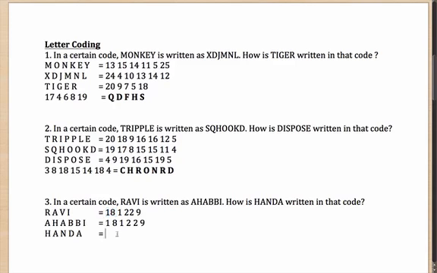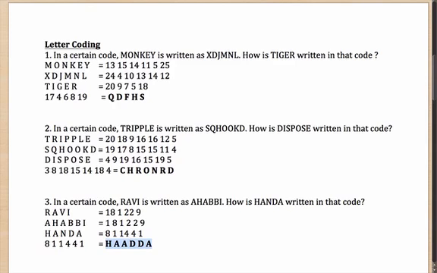So for Handa, H is 8, A is 1, N is 14, D is 4 and A is 1. So after the split, what will be the code? 8, 1, 1, 4, 4, 1. That is H, A, A, D, D, A, which becomes your solution or your code for Handa.